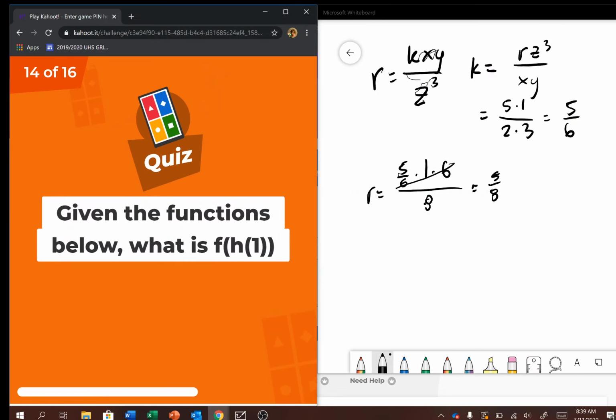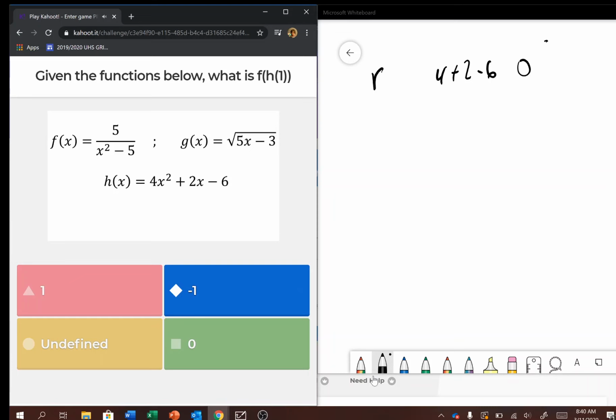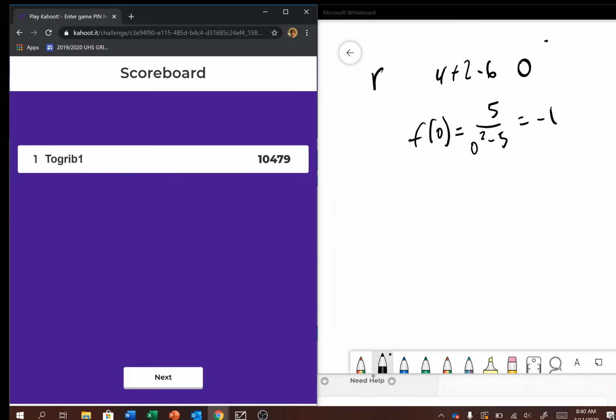Given the function below, what is f of h of negative 1? Okay, so I'm going to plug in 1 to h. I get 4 plus 2 minus 6, which is 0. And I plug that into f, and I get negative 1. Right, because f of... It's totally negative 1. I put the wrong answer in there. I don't really know how to use Kahoot that well when I'm making the question. That's okay. But this was, I think, 5 divided by 0 squared minus 5, which is obviously negative 1.